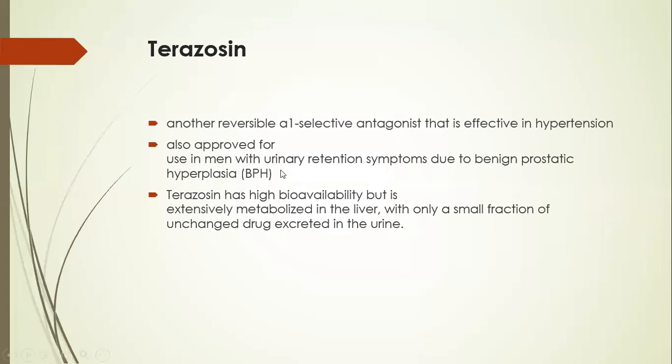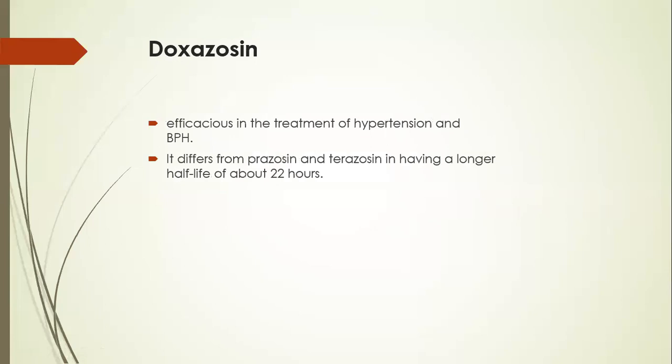Terazosin we have considered, and doxazosin. This is the drug efficacious in the treatment of hypertension and benign prostatic hyperplasia. It differs from prazosin and terazosin in having a longer half-life of about 22 hours. Some drugs may have a longer half-life. Now, what does half-life mean? After, let's say, 22 hours, the doxazosin amount inside the body will reach half of its initial concentration.